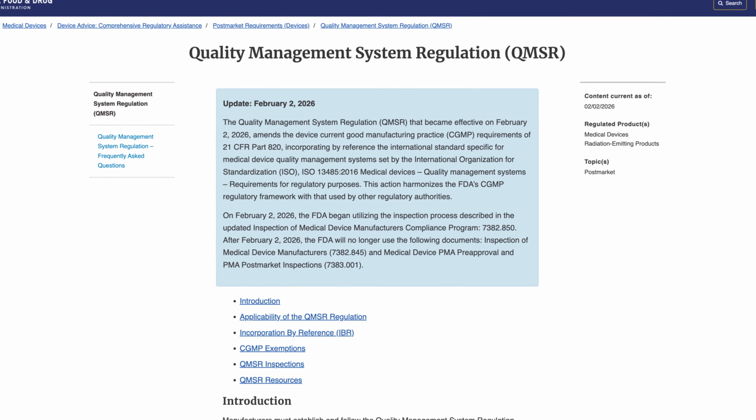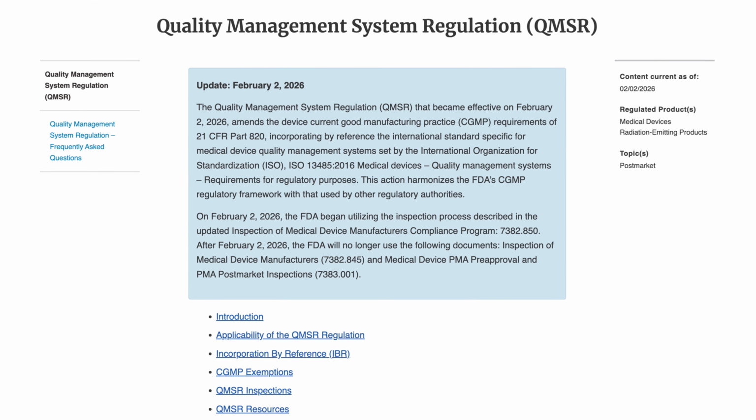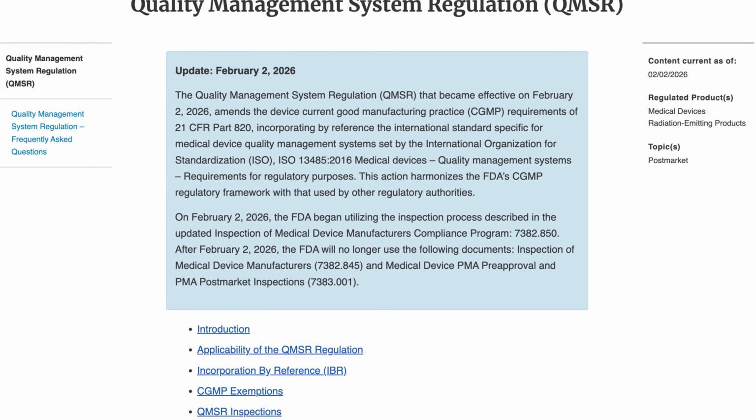For nearly 30 years, U.S. medical device companies built their quality systems around 21 CFR Part 820. As of February 2nd, 2026, that era's over. The FDA has replaced the old QSR with the QMSR, formally incorporating ISO 13485 into federal regulation.